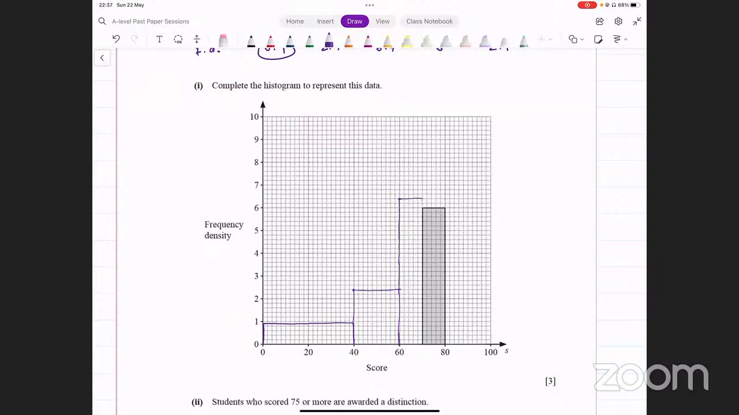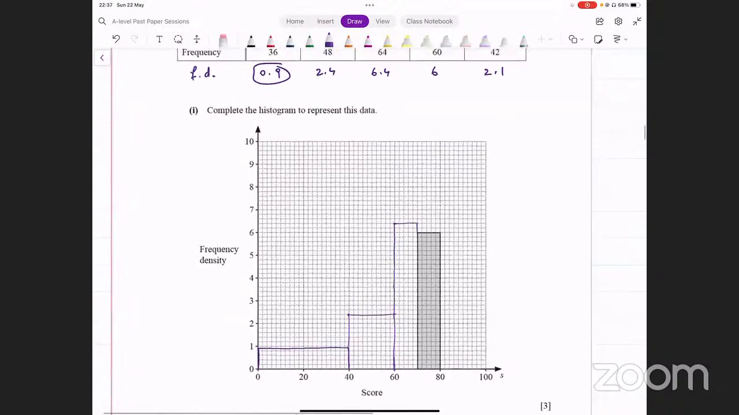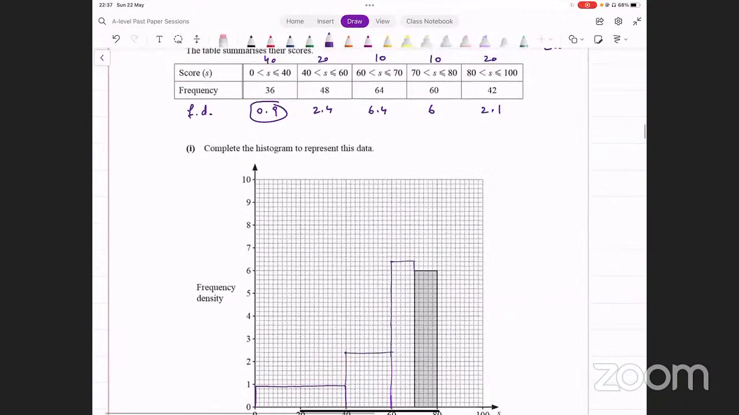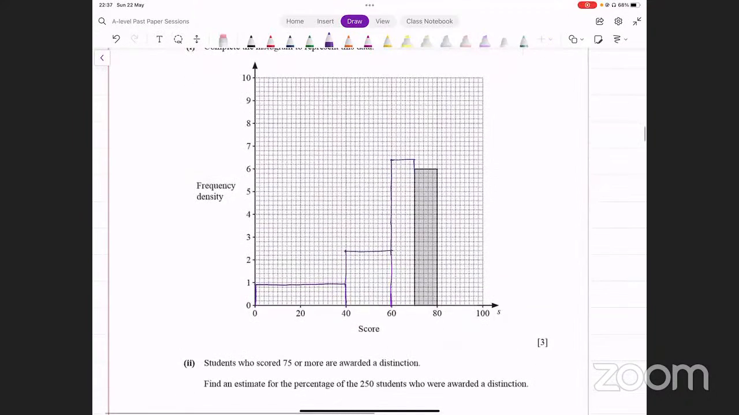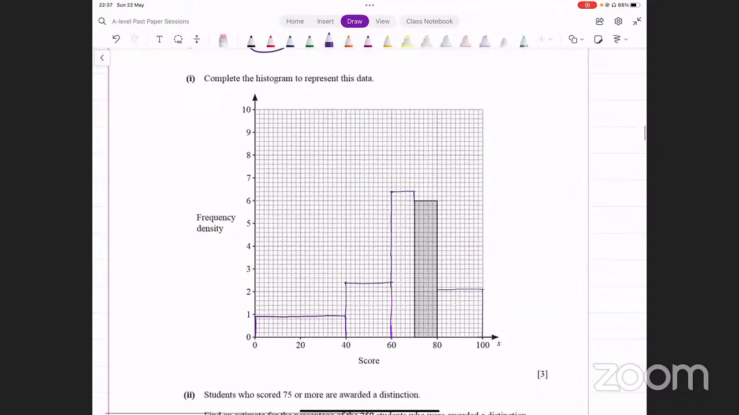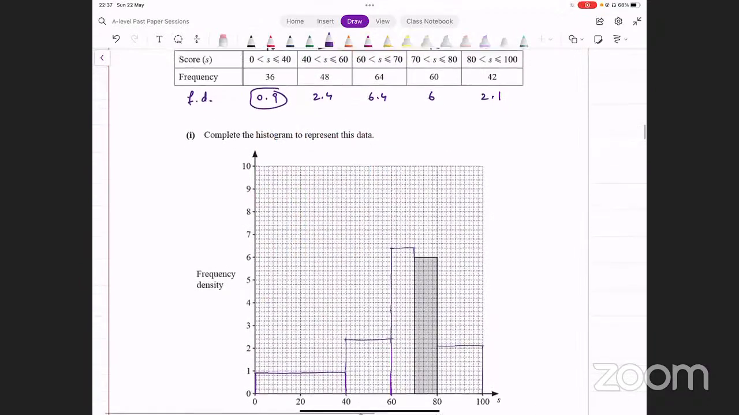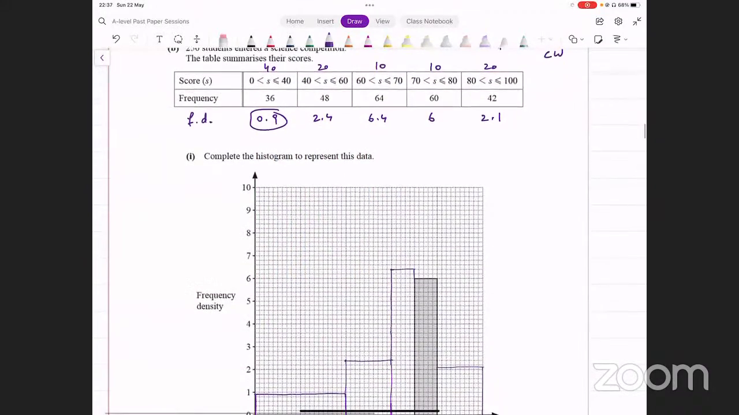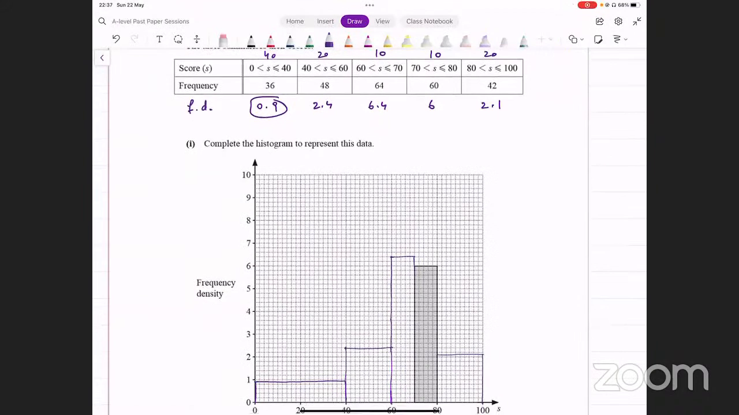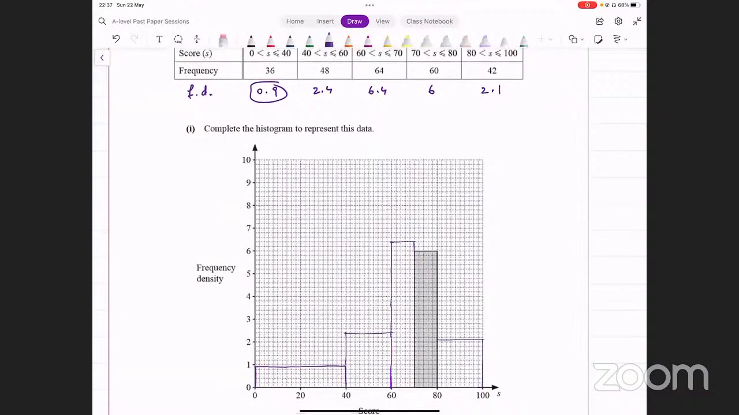So we've got this thing here. 70 to 80, 6 is already draw kiya hua hai. From 80 to 100, it should be 2.1, and that is going to be here. So this is what your histogram looks like. That earns you 3 marks. ठीक है, ये आपने यहाँ पे करना था. That's your histogram. So you calculate frequency density, and then you plot that histogram. Make sure to use a ruler there, ताकि आपके values accurate आ रही हो.